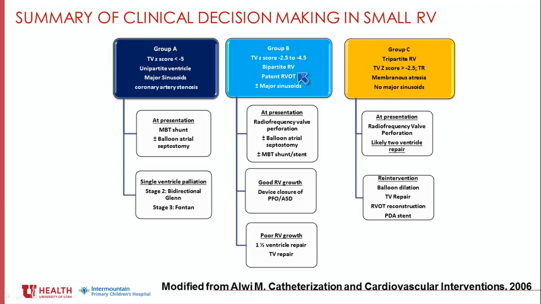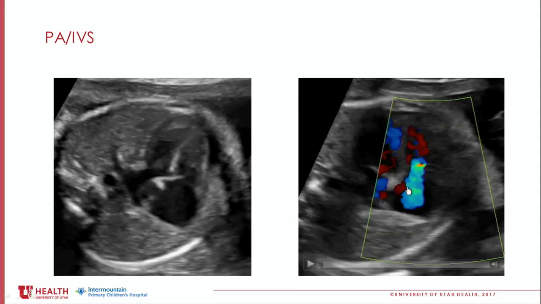The ones in the middle are sort of the crapshoot, -2.5 to -4.5, the bipartite ventricles. Sometimes they have sinusoids, sometimes they don't. Sometimes you can decompress them, sometimes you can't. And this is the group like Dr. Tretzky was talking about, where there's so much uncertainty that the parents sort of look at you like, how come you can't make up your mind? It's just a difficult group.